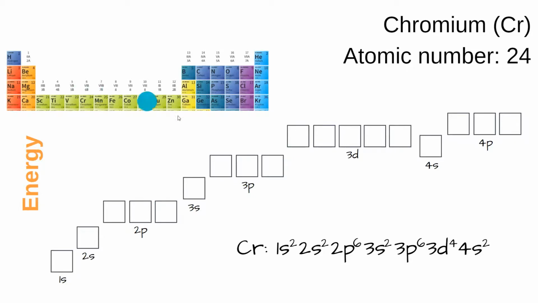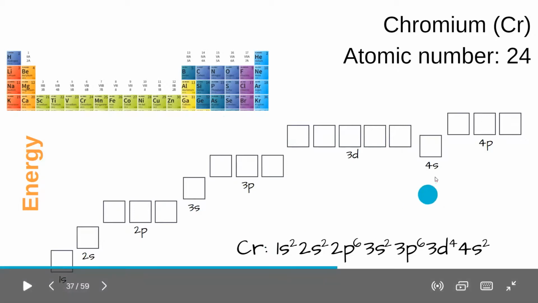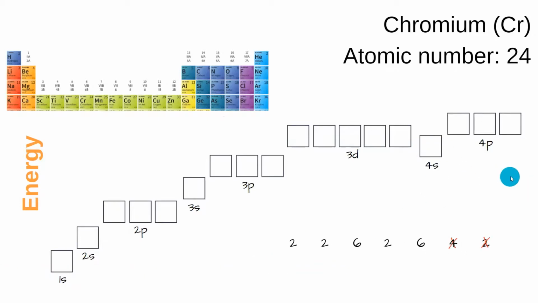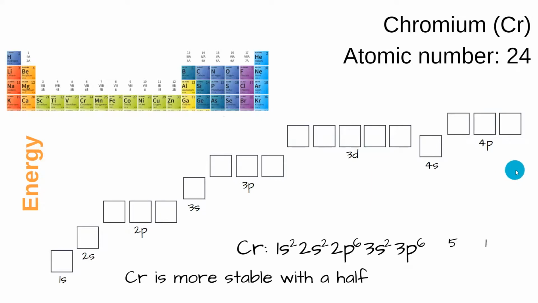to half fill it. So what we have is 1 electron in each of the 5 3d orbitals. So now each of these 5 orbitals has 1 electron, it's half filled, and the 4s orbital also is half filled with 1 electron. So it is 3d5, 4s1. And then the chromium becomes more stable.